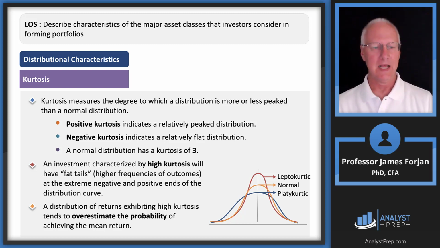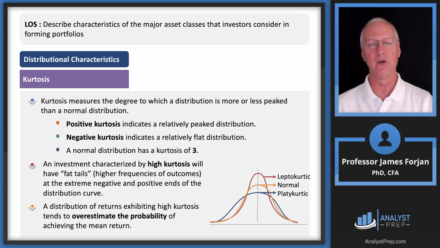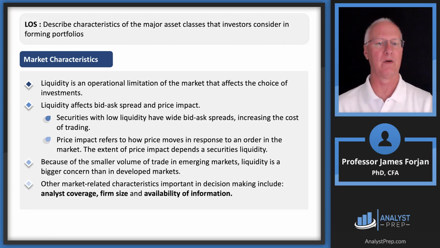Now look at the bottom diamond point. This is probably a sentence that I would remember. A distribution of returns exhibiting high kurtosis tends to overestimate the probability of achieving that return somewhere in the middle. Call it the point of central tendency or the mean return, because you overestimate that probability because you're underestimating the probability of a huge loss over on that left-hand tail.